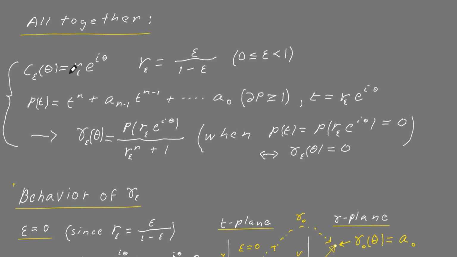Our family of parameterized circles with r defined like this, with epsilon ranging from 0 up to 1, with p defined as it was above, and the degree of p being greater than or equal to 1, and t being equal to a point on one of the circles, and our definition of gamma from above. And you can see from this that if p is 0, then gamma is going to be equal to 0. So if p is 0, then gamma is 0, and if gamma is 0, then p is 0. So if this is 0, then this is 0.